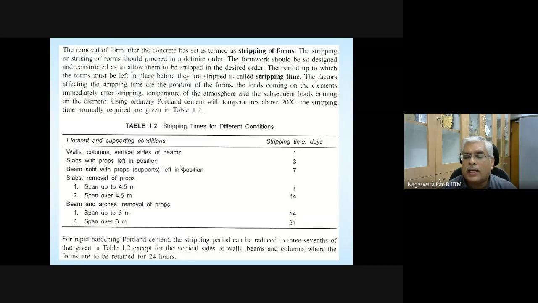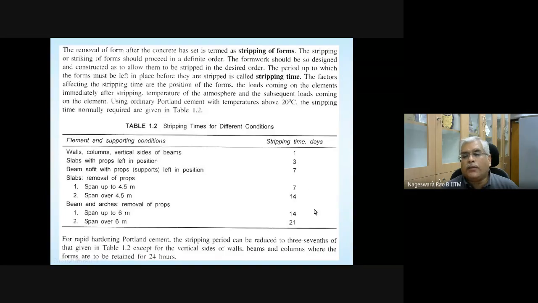Please note that this stripping time is very important, because when the formwork is there, it's difficult for workers to work, and also to do other things like finishing. So this is very, very important. The construction industry is very much interested in the stripping time. For various elements, a rough guideline for stripping time is given, and if somebody is interested, they can go through it.